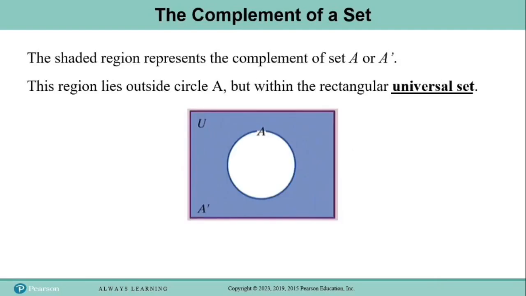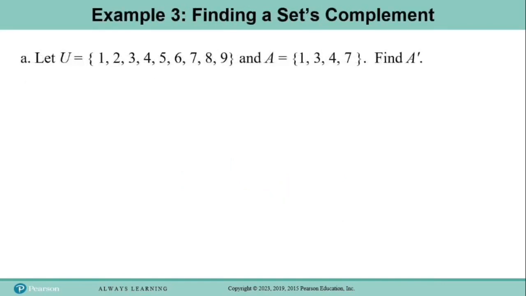Here it is in the form of a Venn diagram. So the shaded region here represents the complement of set A, or A prime. A prime includes all the elements that are outside of the circle for set A, but still inside the rectangle of the universal set. And let's look at example 3 together. Part A says, let the universal set be the set containing 1, 2, 3, 4, 5, 6, 7, 8, 9. And let set A equal the set containing 1, 3, 4, and 7. Find A prime, or in other words, find the complement of A.